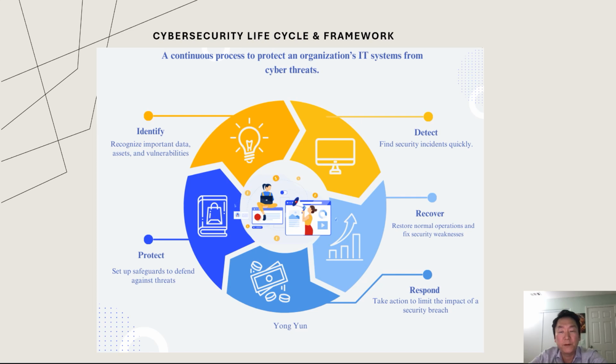For the previous page, I want to show an infographic so it'll be much easier to understand. This is a continuous process to protect organizations' IT systems from cyber attacks. As I mentioned before, identify, protect, detect, respond, recover is the cybersecurity life cycle, and that's the purpose of this framework.